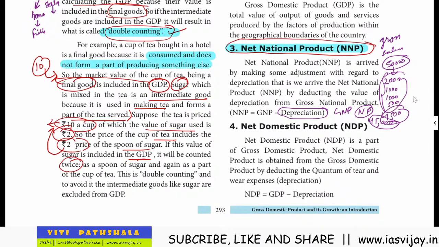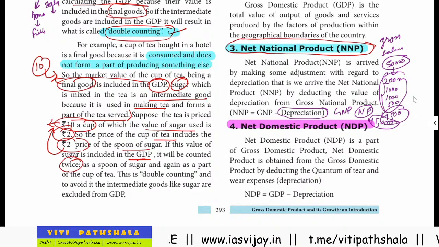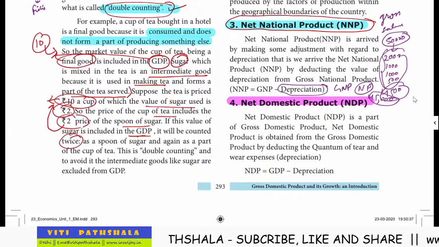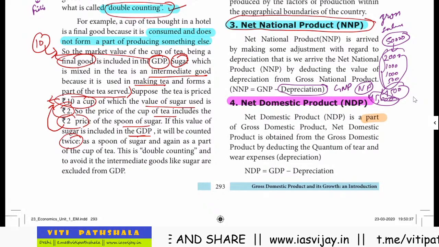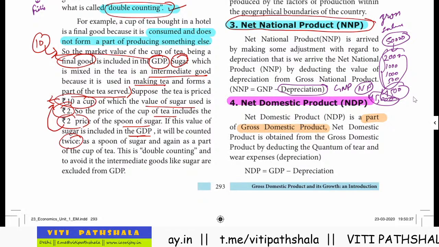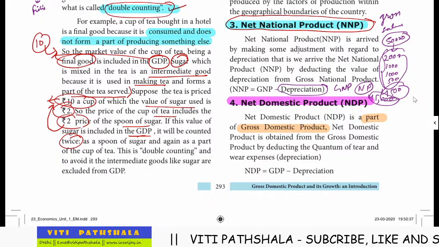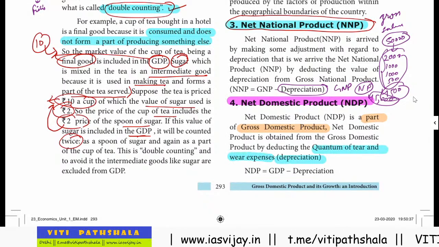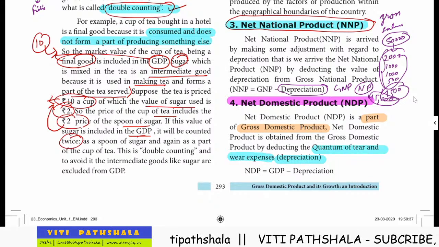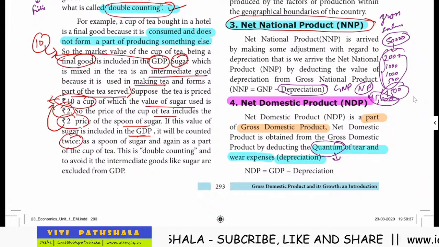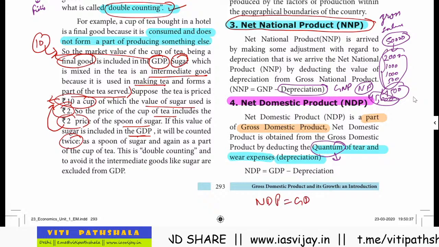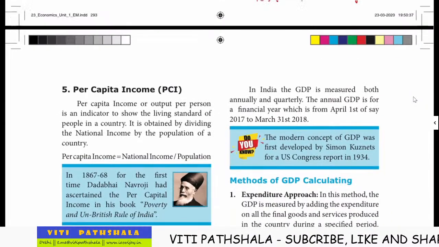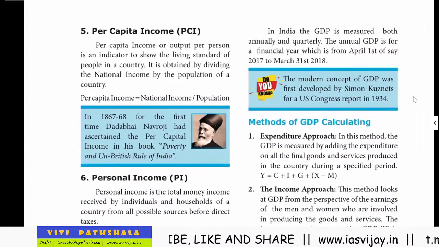Now next comes the net domestic product. Now, net domestic product is a part of the gross domestic product. So, the first keyword here is part. Now, part of what? Part of the gross domestic product. Now, net domestic product is obtained from the gross domestic product by deducting the quantum of the wear and tear, that is the depreciation. So what do you have to underline here? The quantum. So what was the quantity of the depreciation? So NDP equals GDP minus depreciation, and you will find that by deducting the quantum.